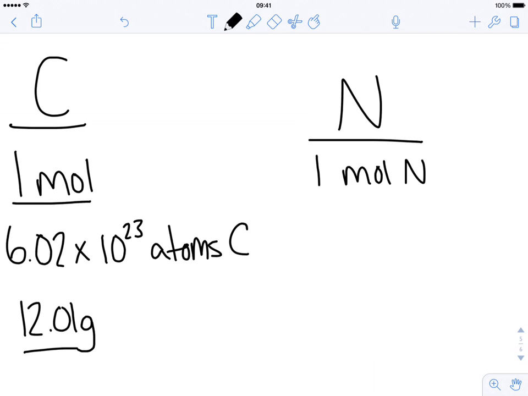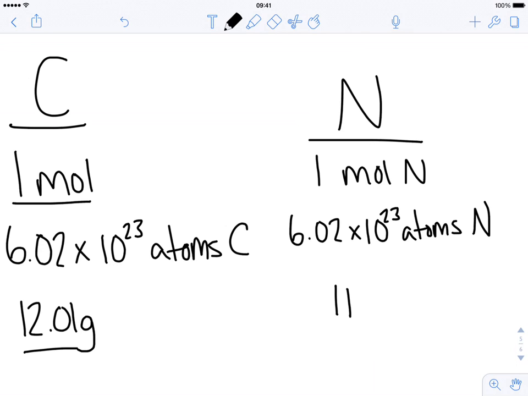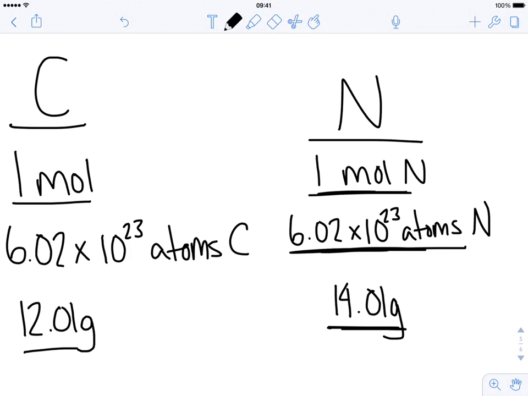Likewise, if you look at nitrogen, and we have 1 mole of nitrogen, that means that we have 6.02 times 10 to the 23rd atoms of nitrogen. Now, if I asked you how many grams are in 1 mole of nitrogen, you look at the periodic table and you look at what the atomic mass of nitrogen is, and you will see that the atomic mass of nitrogen is 14.01 grams. That means that in 1 mole of nitrogen, there are 14.01 grams of nitrogen.